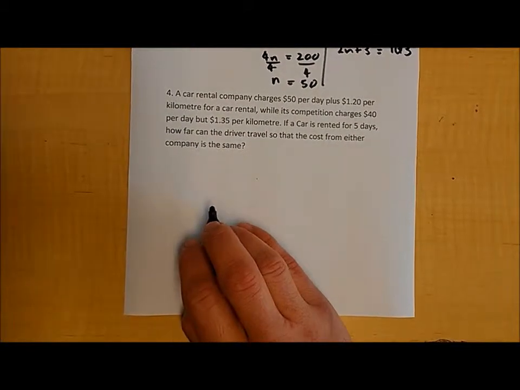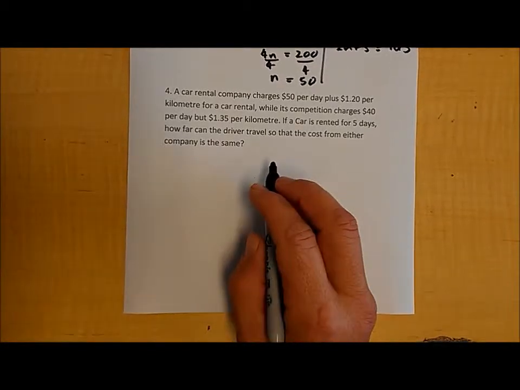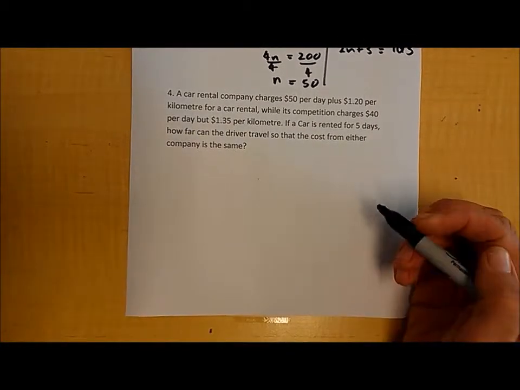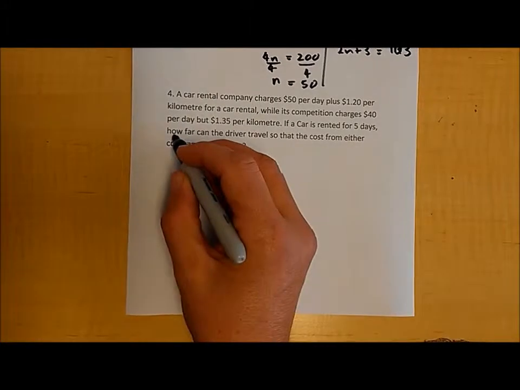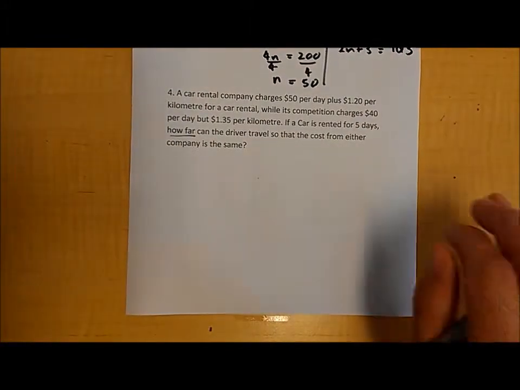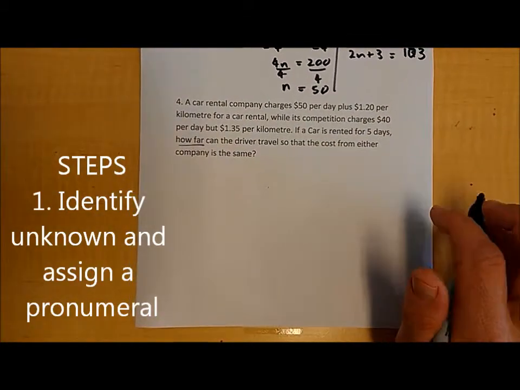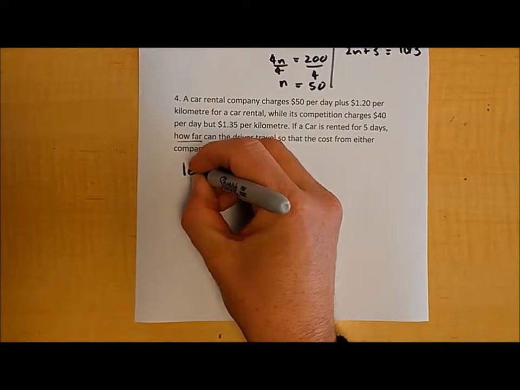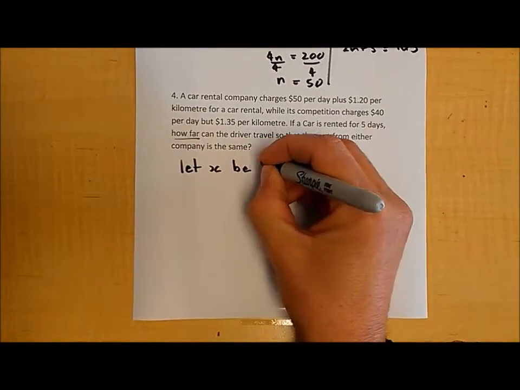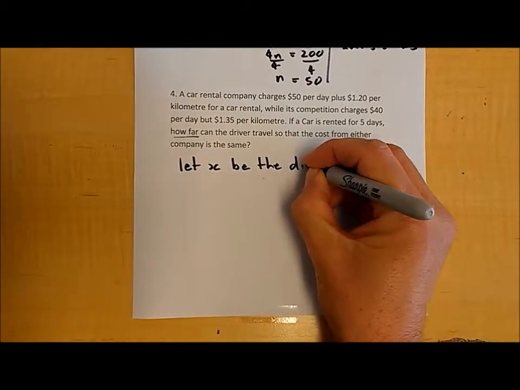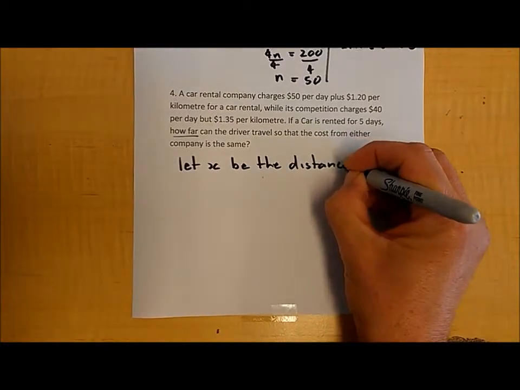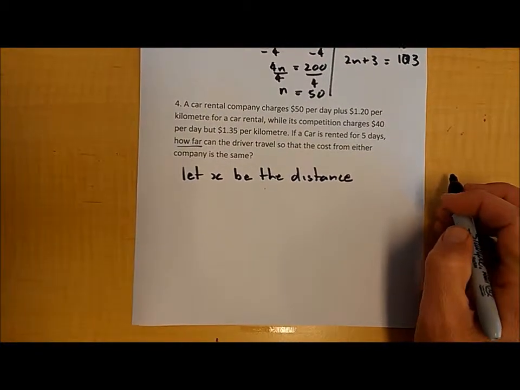So what we're going to do is set up a little bit of an equation here, and the unknown is what we have to work out. What is it we're trying to find? What is it that's unknown? And it's talking about how far the driver can travel. So it's talking about the distance. So we'll let a pronumeral, let x be the distance. And so now we're going to set up this little equation.